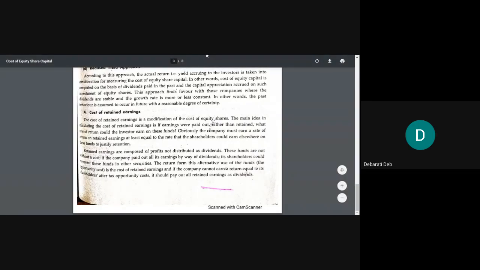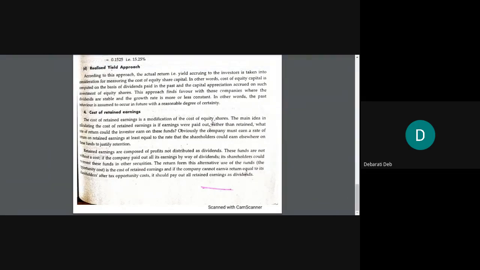Tomorrow we will cover the cost of retained earnings, and we will finish off the set of formulas. After that, we will move on to the real problems. Okay? Any doubt you can ask till the time I take attendance.